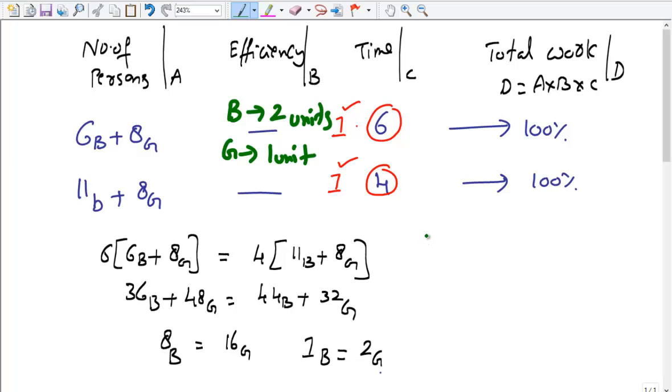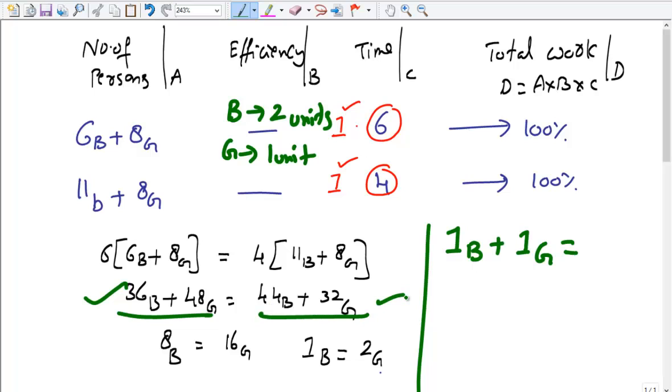Now we need to find how many days would be taken by one boy and one girl working together. Now we need to know the total work in terms of the number of units. That's very easy, and you can substitute the 2 and 1 in either this one or this one.